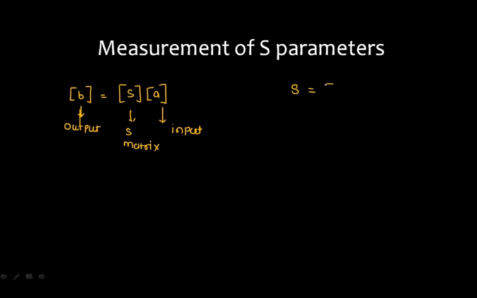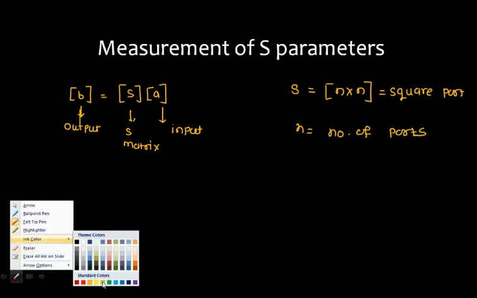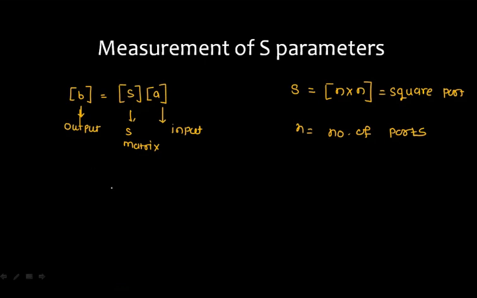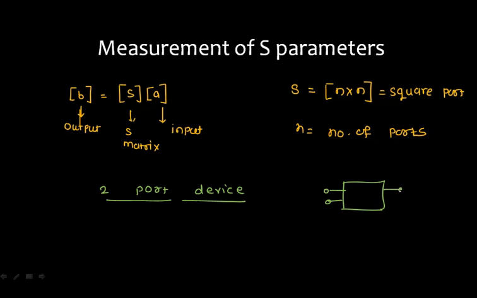Now, what are the characteristics of the scattering matrix? Your scattering matrix is always a square matrix of order n by n. What is the n here? N is the number of ports which your device has. I'll take the example of a very simple two-port device. If I talk about a two-port device, I have only two ports: one is the input port and the other is the output port.